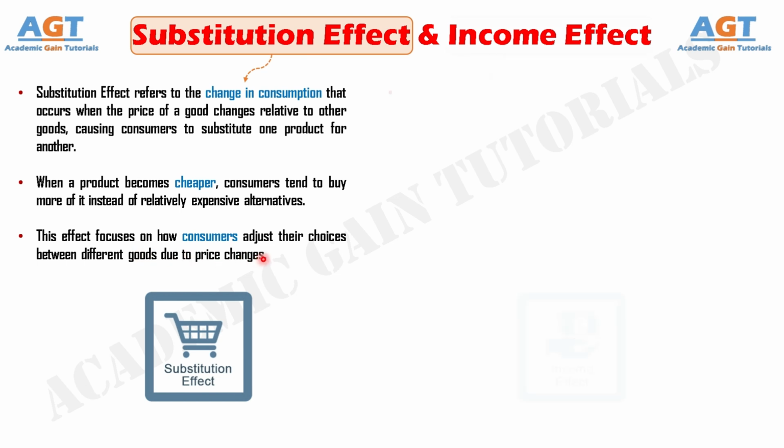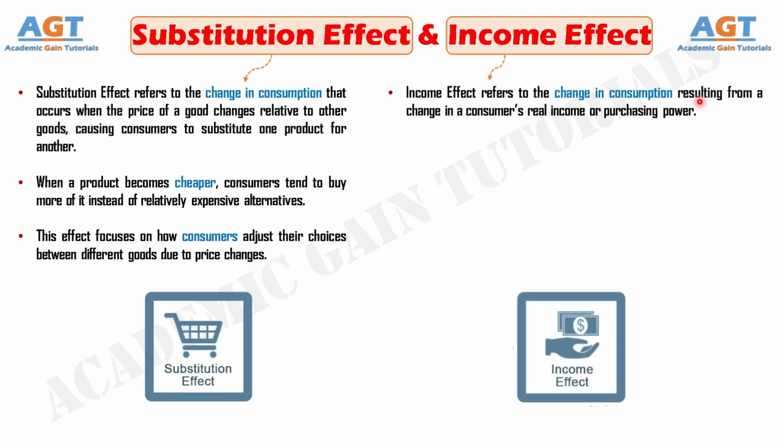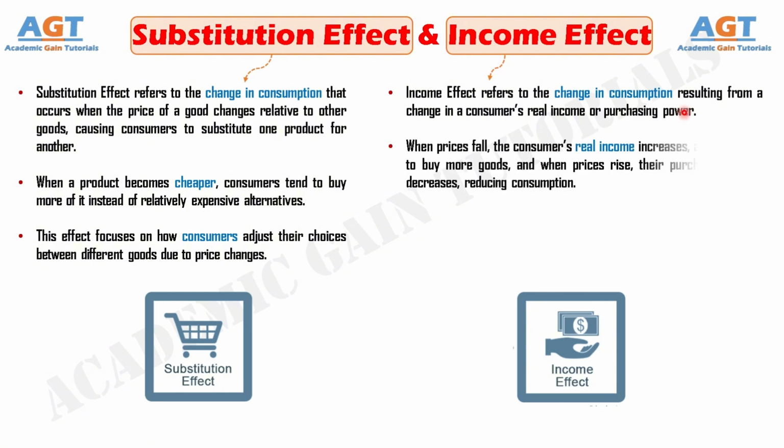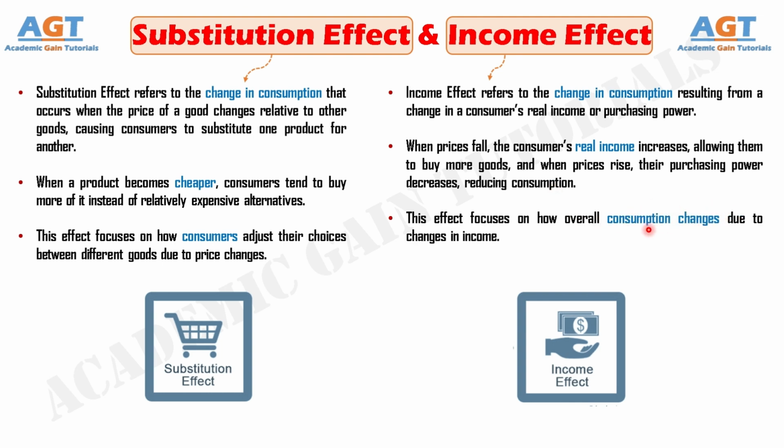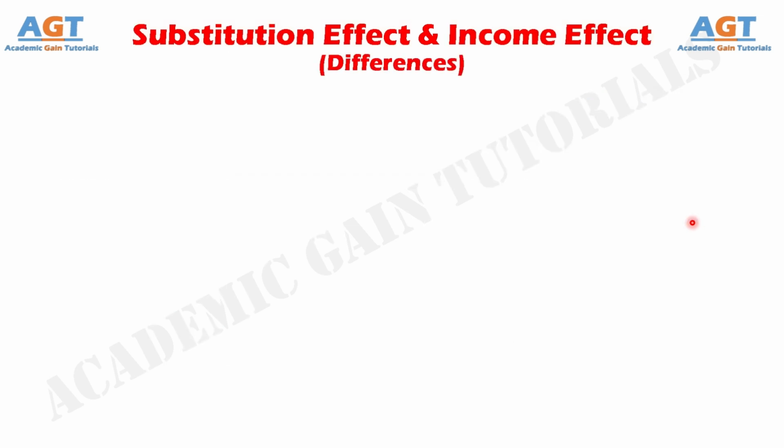On the other hand, income effect refers to the change in consumption resulting from a change in a consumer's real income or purchasing power. When prices fall, the consumer's real income increases, allowing them to buy more goods, and when prices rise, their purchasing power decreases, reducing consumption. This effect focuses on how overall consumption changes due to changes in income. So, let's look into the basic differences between substitution effect and income effect in a tabular form.